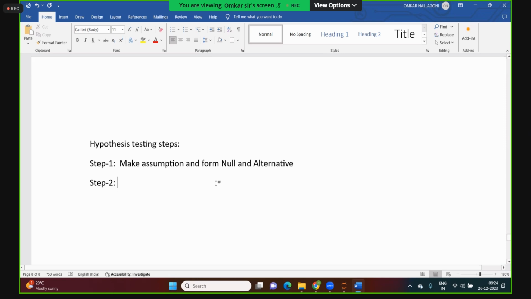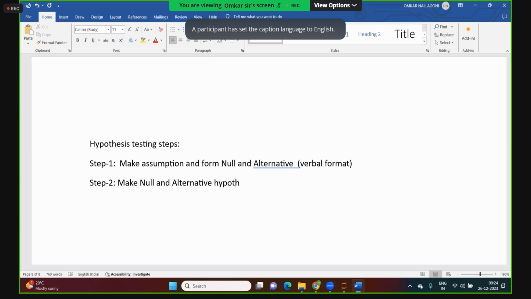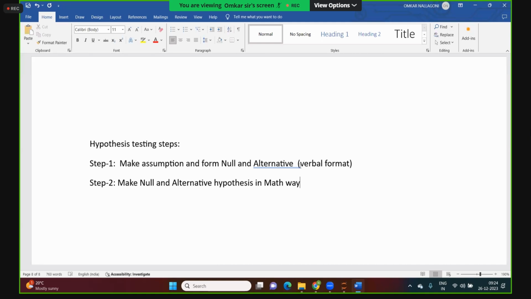Step 2: this is generally a verbal format, right? And that you need to convert into which format now? Some simple math format, like H naught: mu is equal to something, and H A: mu not equal to something. Make the null and alternative hypothesis in math format. What is step 3?